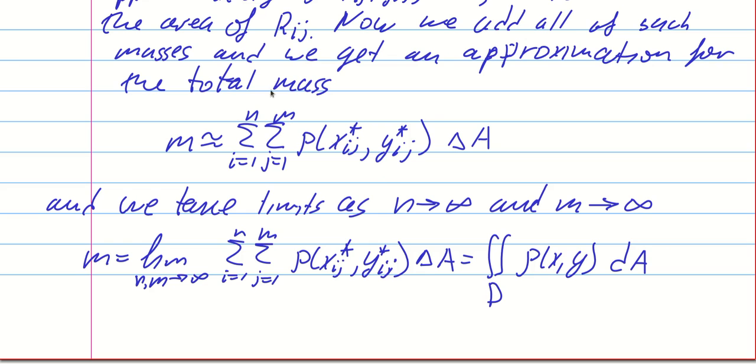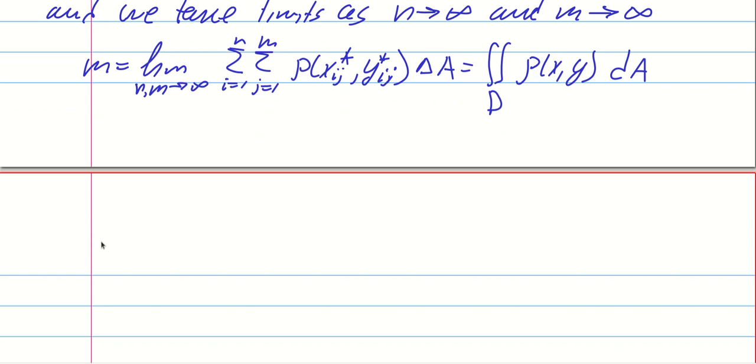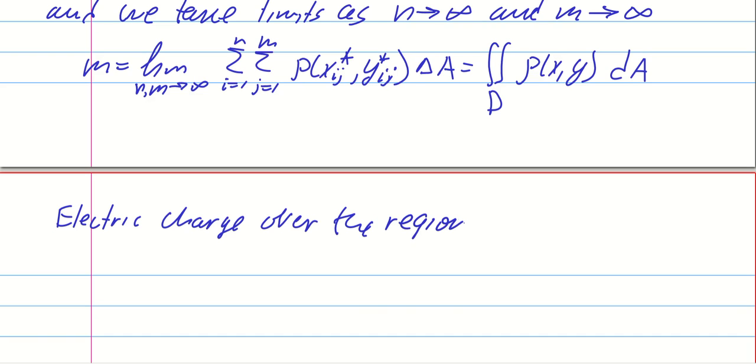And it doesn't have to be only density. Sometimes in physics we can think about electric charge. So electric charge could work the same way over the region D. So instead of density, we can use electric charge over the region D the same way.